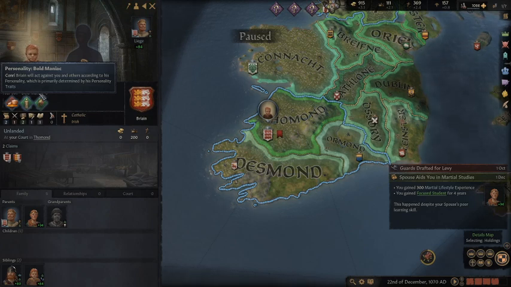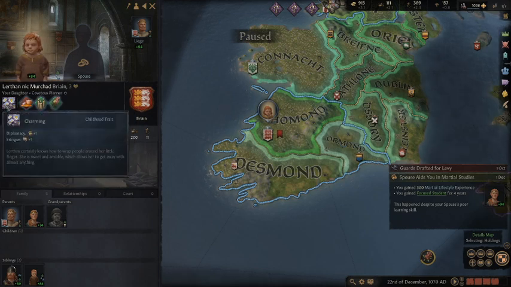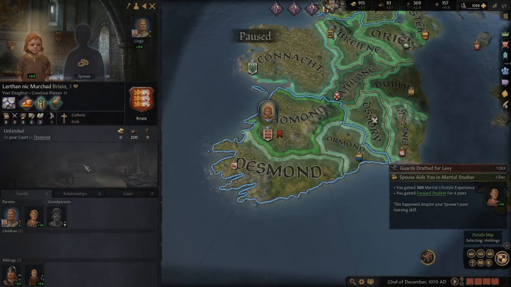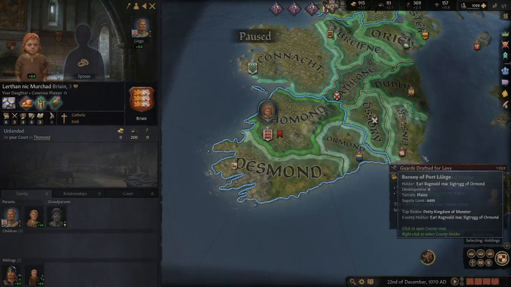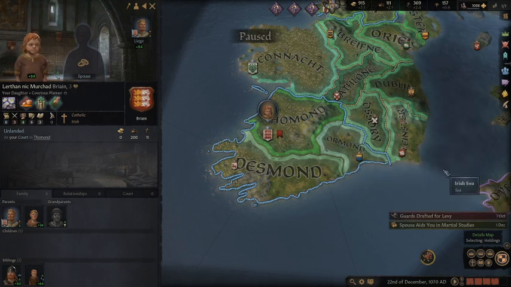Henry Brain will act against you and others according to his personality, which is primarily determined by his personality traits. My daughter is a covetous planner. She's getting the charming trait needed in her childhood. Guard instructed for Levy. Earl of Tommen then gained Thieves Guild over 5 years. This problem happened in spite of your marshal's average martial skill.